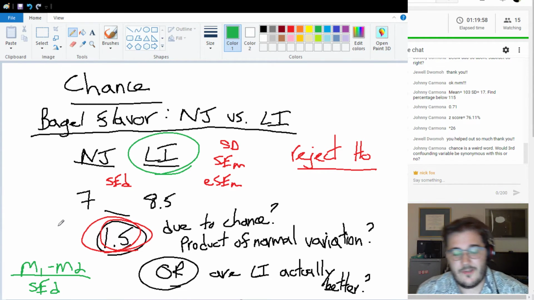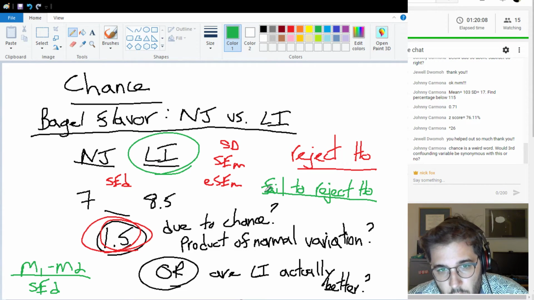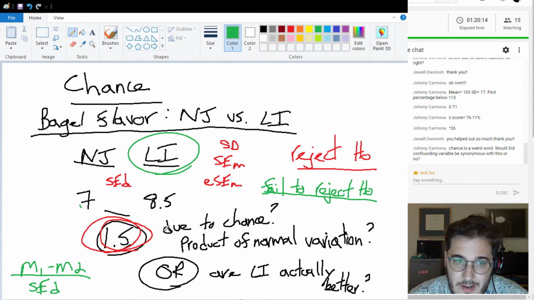If you fail to reject the null, what you're saying is, yes, 7 and 8.5 are not the same number, but we wouldn't expect them to be the same number even under a true null hypothesis, right?